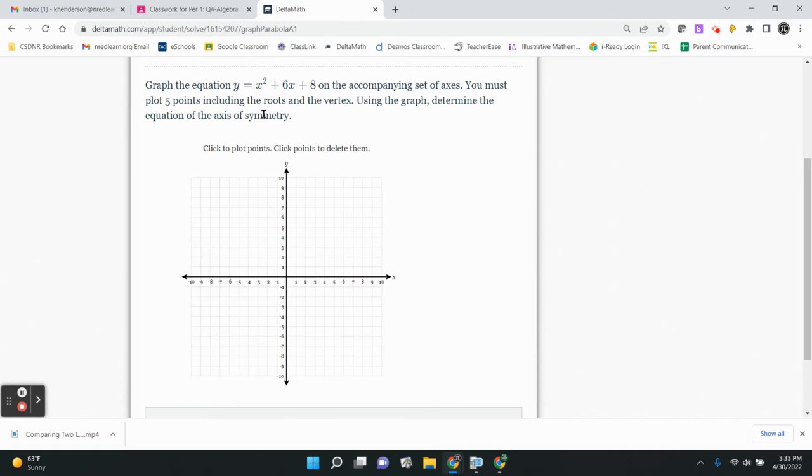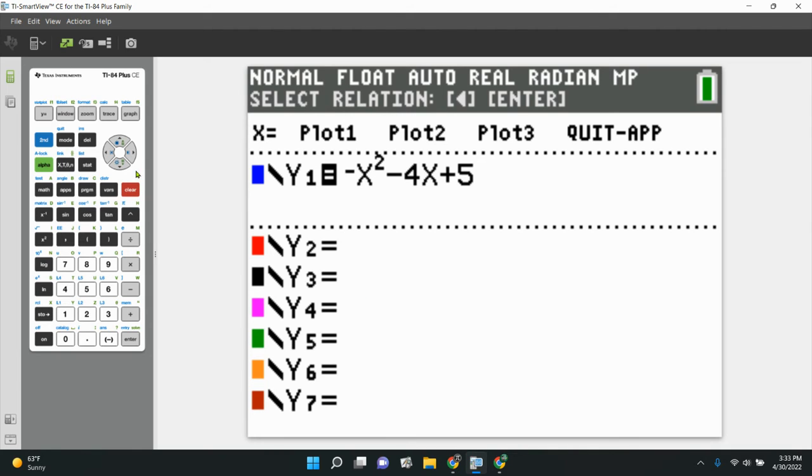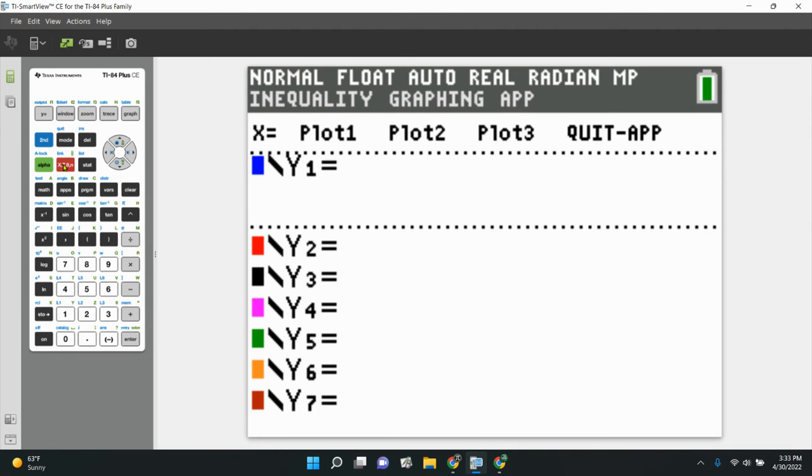Excellent. Let's do another one. X squared plus 6x plus 8. I don't know if you know this, but the number in the C position is the y-intercept. So I know there's a point at positive 8 even before I get my calculator. X squared plus 6x plus 8. So let's see. X squared plus 6x plus 8. Let's take a look at the table.